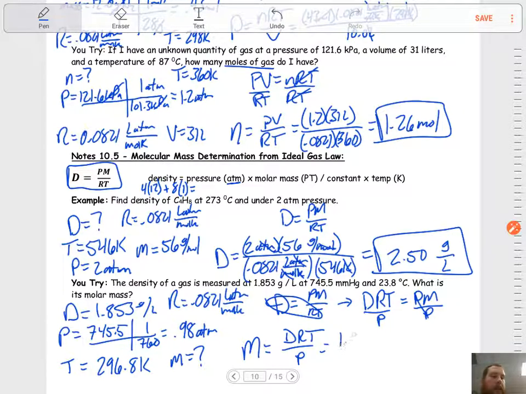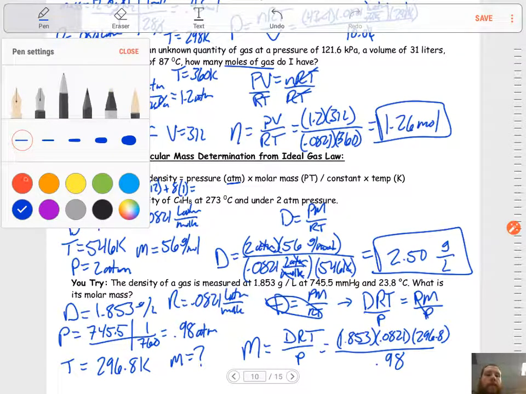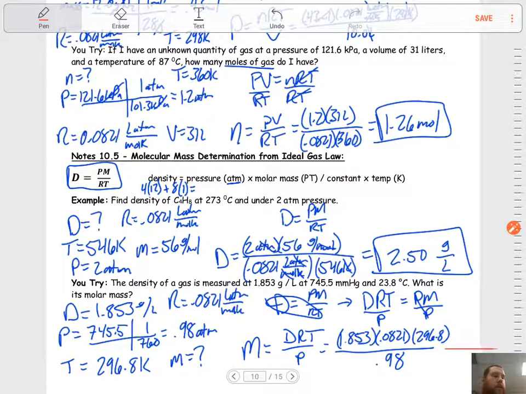My density, we said, was 1.853, times 0.0821, times 296.8, all over my pressure, which is 0.98. I've run out of room here, guys, so I'm going to draw an arrow up to this space. So equals, my answer is going to be right here. You should get 46.1 grams per mole, and units matter. You have to make sure you have the appropriate units.